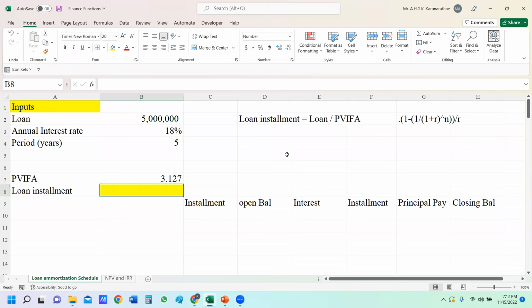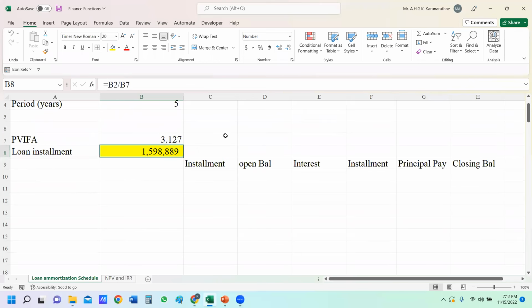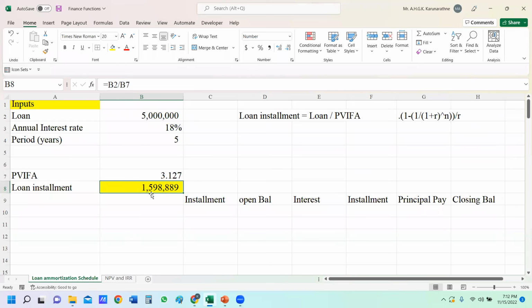We check whether this is correct. The loan installment is equal to the loan amount divided by the present value interest factor of the annuity. So this is the annual loan installment, and we will prepare the loan amortization schedule with this information. Now we computed the loan installment. The annual loan installment should be 1,598,889. So let's prepare this schedule.